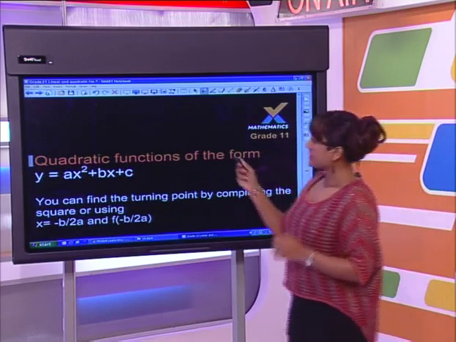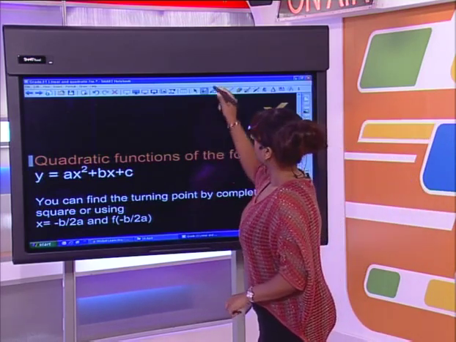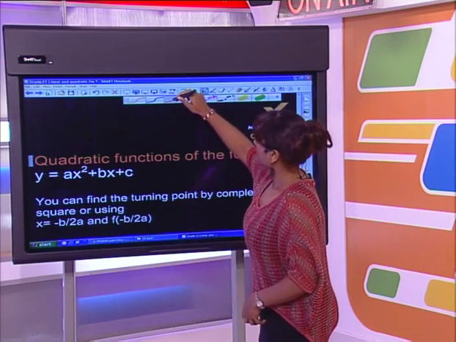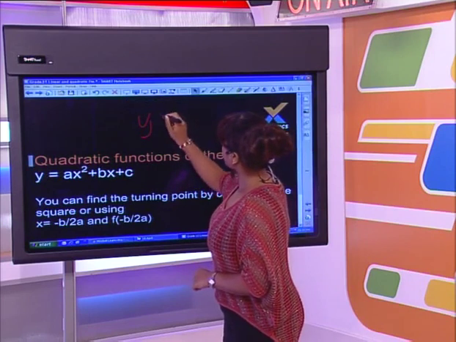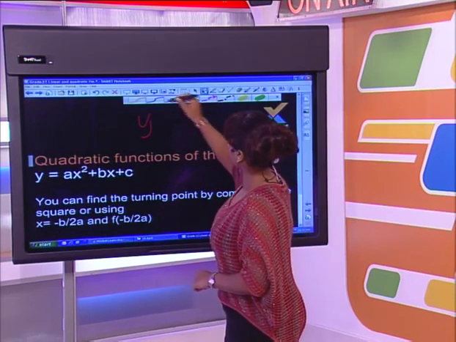Remember that y is equal to ax, the equation we're dealing with here, I'm just going to try and write and see if it works. Okay, let's try that again.